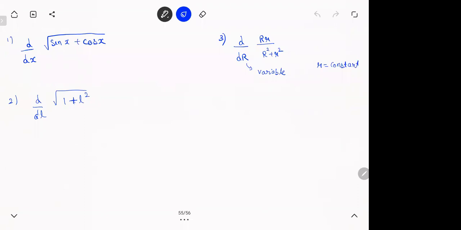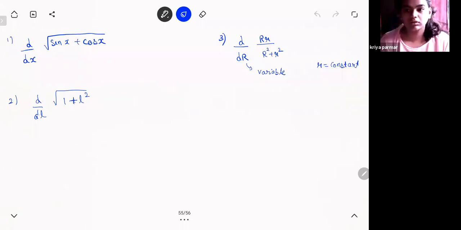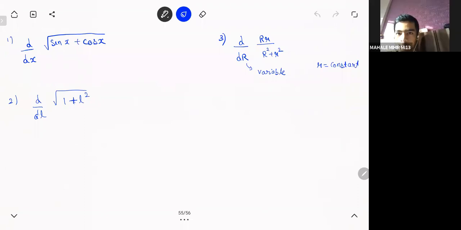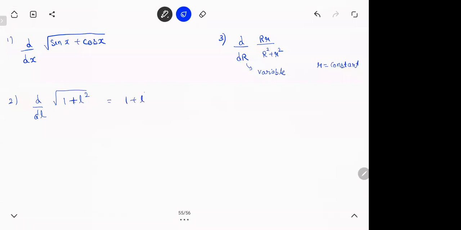हो गया second one? Here? Yes, sir. Okay. हाँ Mihir. Second one also same, no? Second also is same, ना? 1 plus same मतलब same दिखता है. 1 plus L square per half, ना? Yes.